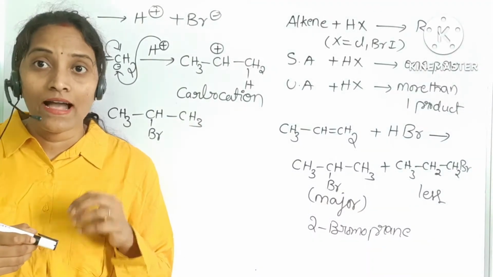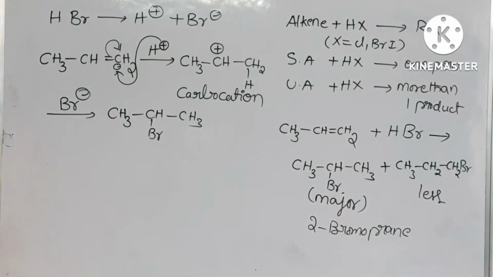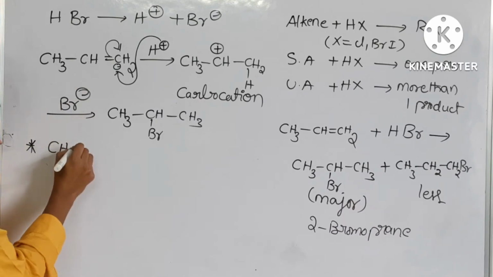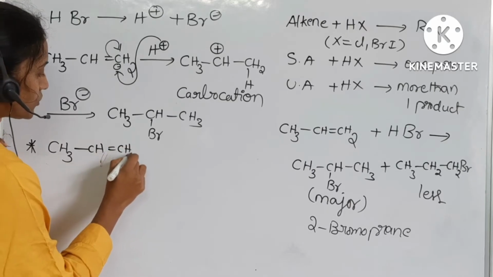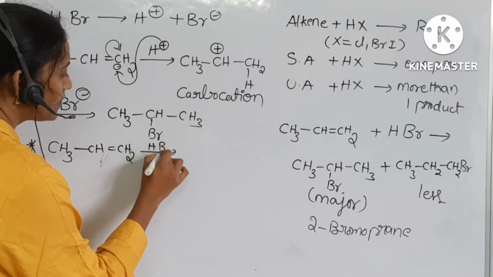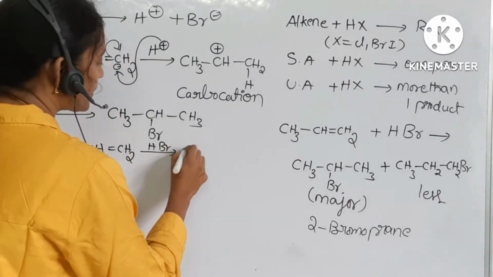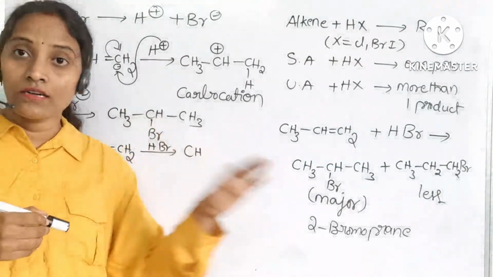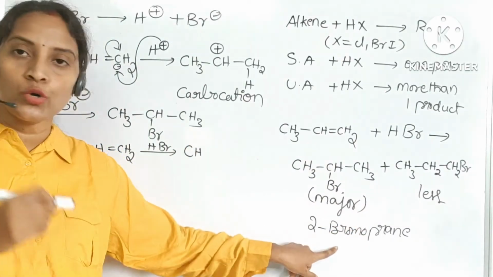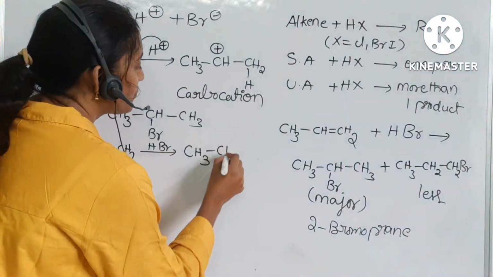Then what is anti-Markovnikov's rule? Anti-Markovnikov's rule is the reverse of Markovnikov's rule. See, here I am going to write that one. The same propene, CH3 CH double bond CH2, reacts with HBr, then 1-bromopropane will be the major product here. Here also two products are formed, but here it is reverse to Markovnikov's rule. There, 2-bromopropane is the major product. Here, 1-bromopropane is the major product.